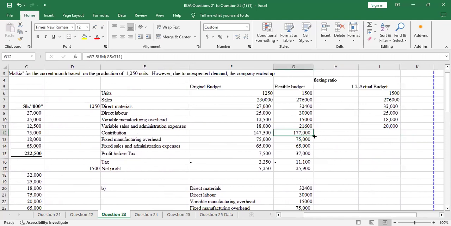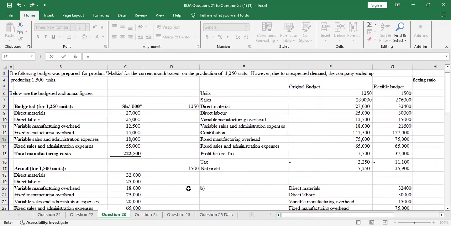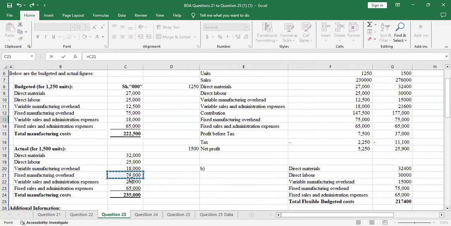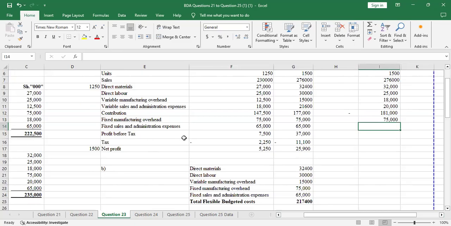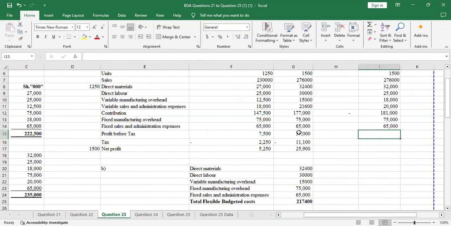Let me see if I can just drag this. So we'll have 181,000 as the contribution. Then the fixed manufacturing, according to the actual budget, the fixed manufacturing overhead was 75. Then the fixed sales and administration was how much? Was 65. So up to that, now the profit before tax, we just drag that. It will give us 41,000. Then tax, that also.